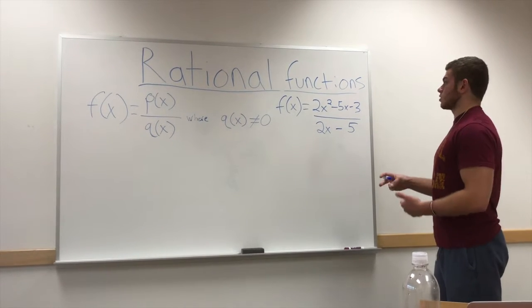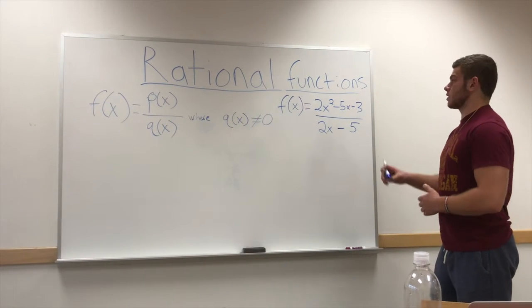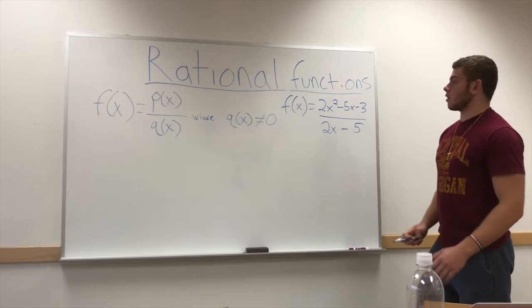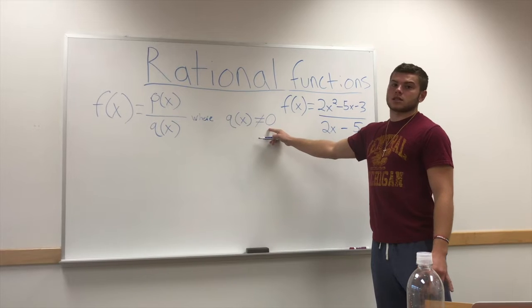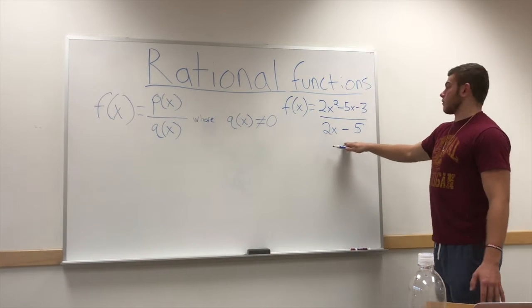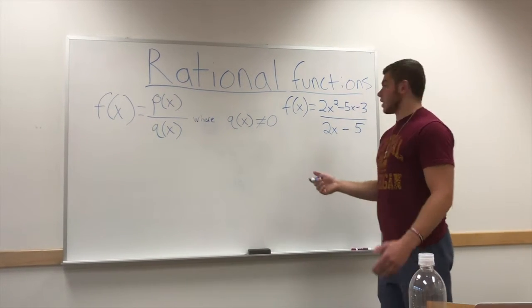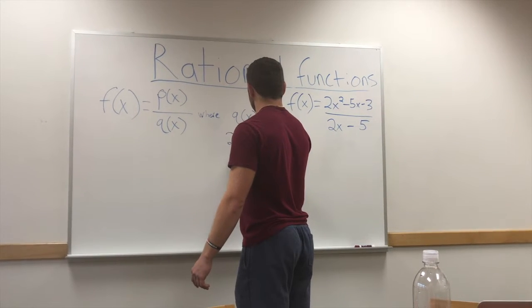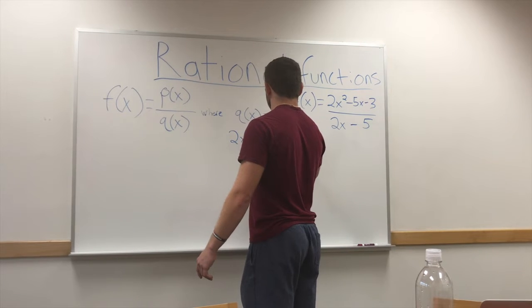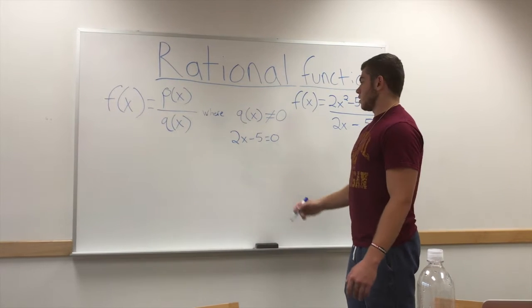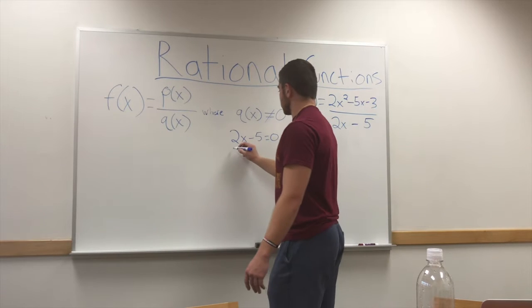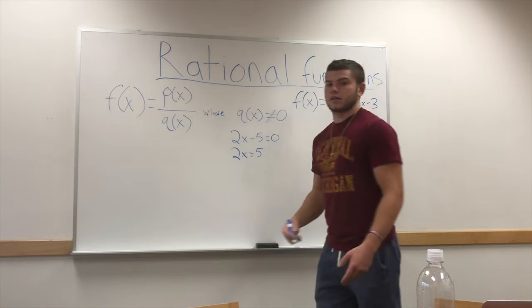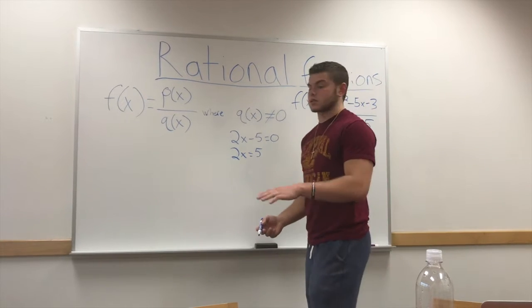We want to find the function's domain, the number that will give us a 0, because f of x will be any real number as long as q of x doesn't equal 0. So we're going to find a 0 for the denominator. How to do that? Just set it equal to 0. So we have 2x minus 5 equals 0. And we're going to get x alone. So we have 2x equal to 5. And then last step, divide by 2, get the x completely isolated.